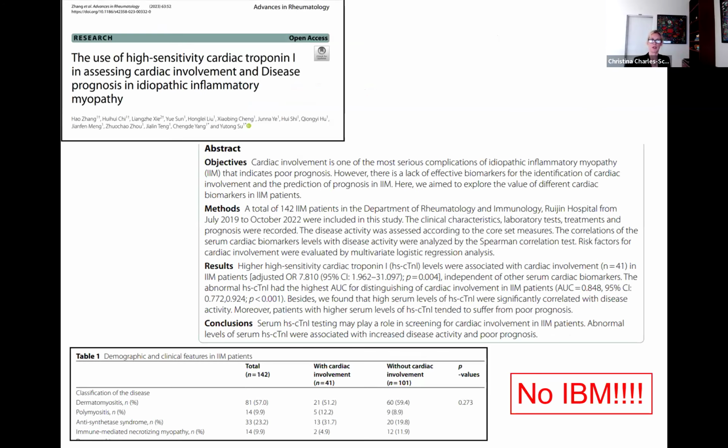Okay, so troponin I, what would be a lovely study, oh, somebody's in the waiting room.